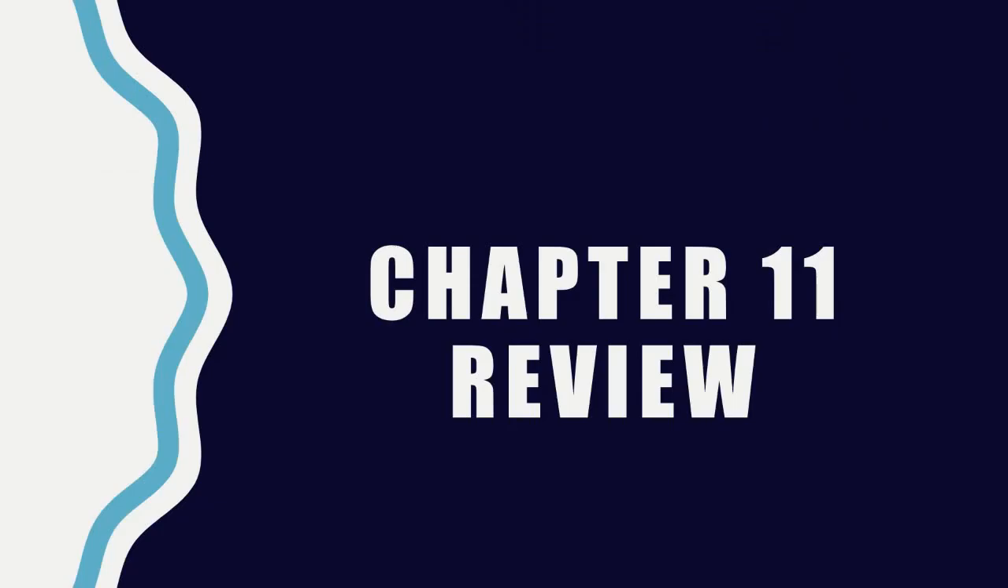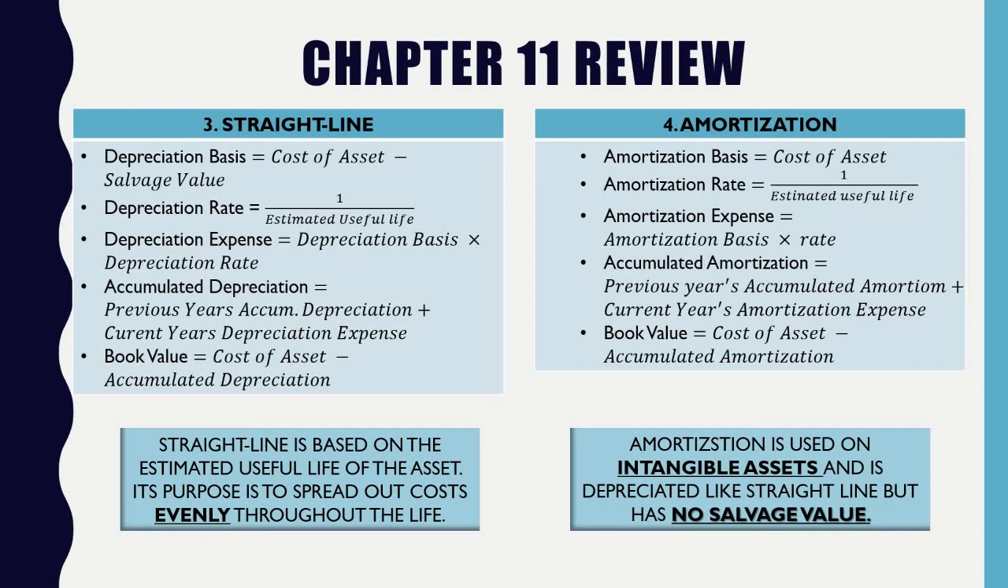So again, any questions in regards to chapter 11? Once again, we took a look at straight line, right? Where we have a combination between the units of production and double declining.